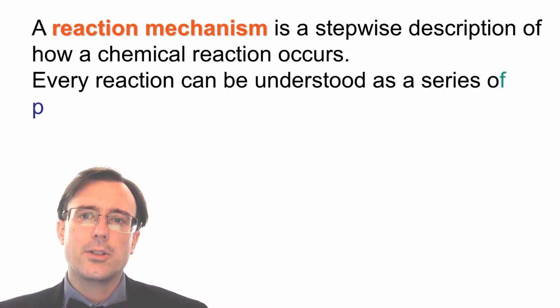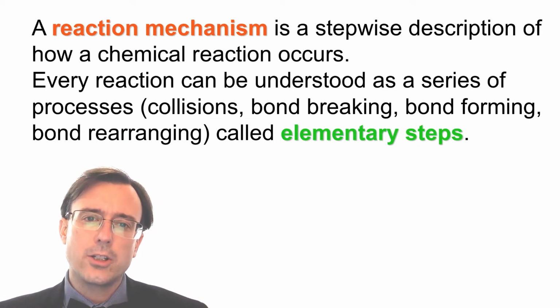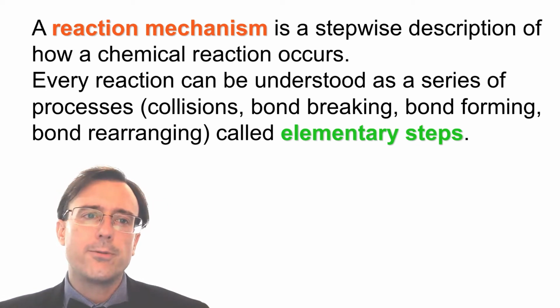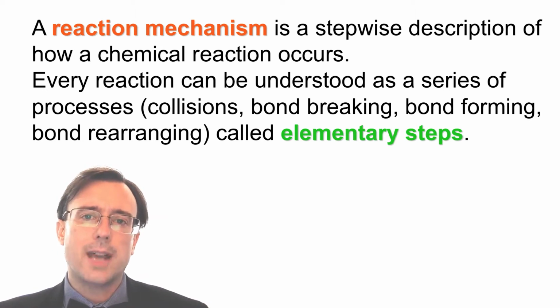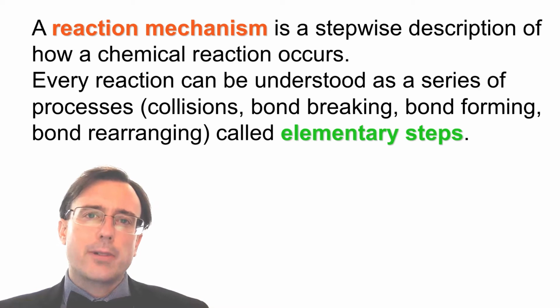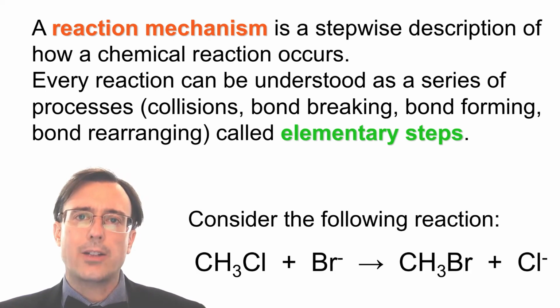Every reaction can be understood as a series of processes, that is, a series of collisions, bond breaking, bond forming, bond rearranging, and anything in between, and each process is called an elementary step. So we can basically break a reaction down to a series of steps to understand exactly how that reaction takes place. Now, to better understand what a reaction mechanism is and how it's related to the kinetics of a particular chemical reaction, we're going to look at the following chemical reaction.